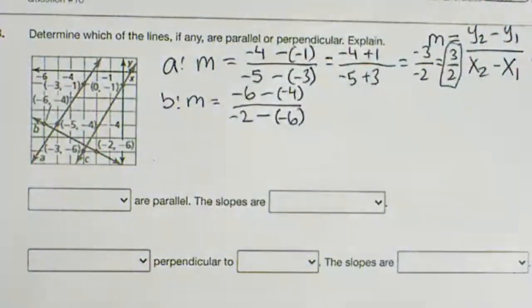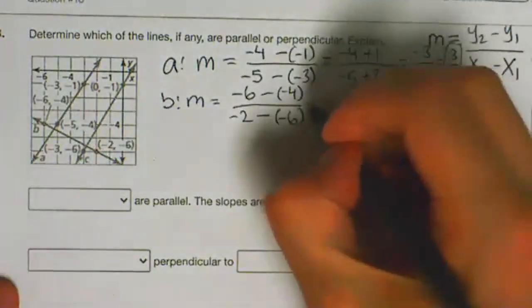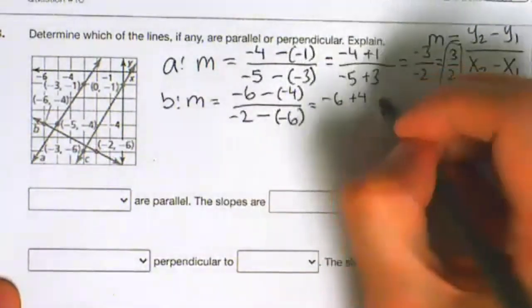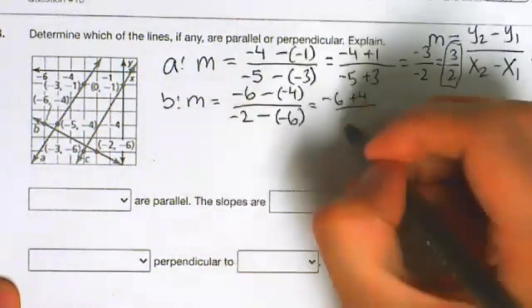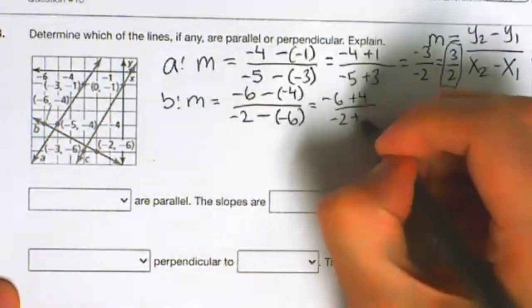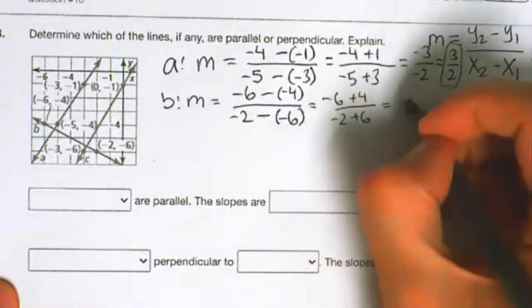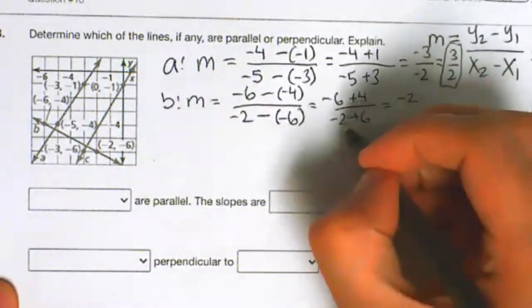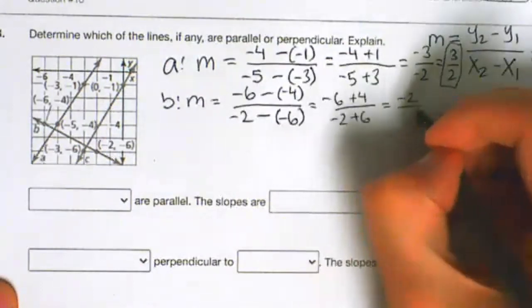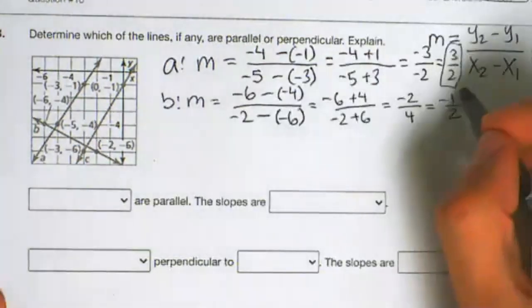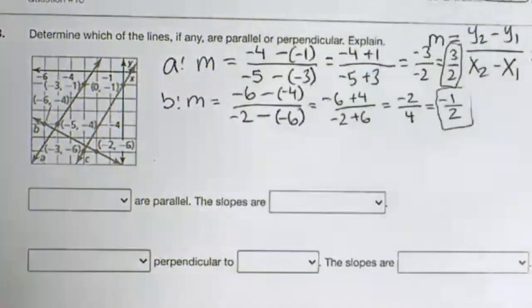And once again, we've got to simplify it by removing some of those negative signs. So we have -6 minus -4, which is the same as adding 4. On the bottom, we have -2 minus -6, which is actually a +6. So -6 plus 4 is going to give us -2, and -2 plus 6 is going to give us +4, which reduces to -1/2. So that's the slope of line B.